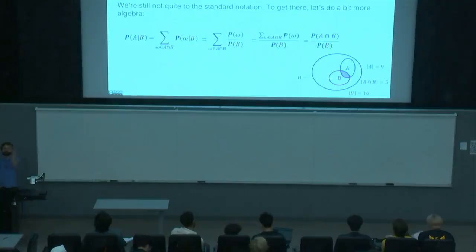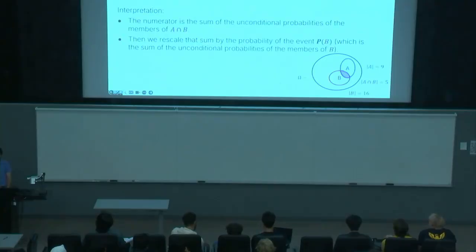So when you see P of A intersect B, what that really means is the sum of the probabilities of every individual omega in that set. Yes? Could we have used cardinality? Sure. In fact, here's the equation. The probability of A intersect B is 5, and the probability of B is 16. So you get 5/16.